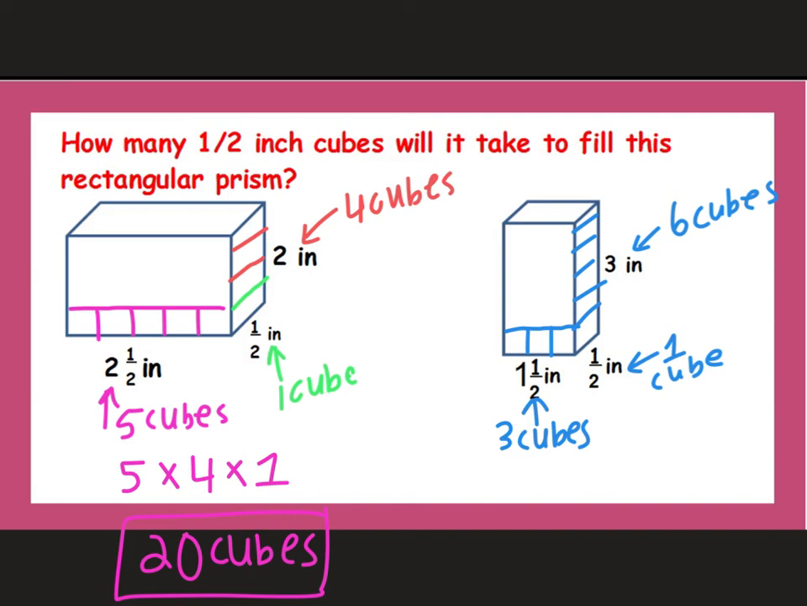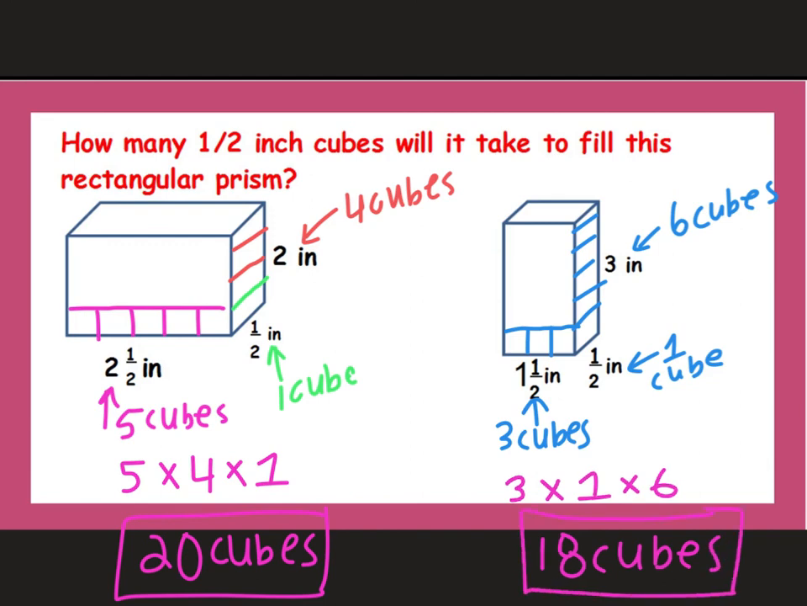So same idea as the last one. We need to just take our new numbers. 3 times 1 times 6. 3 times 1 is 3. 3 times 6 is 18. So inside this prism, I can fit 18 of those 1/2 inch cubes.